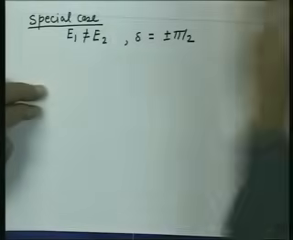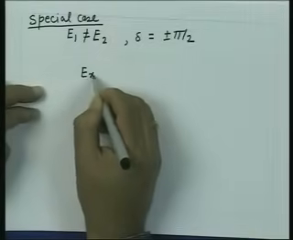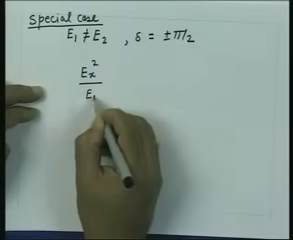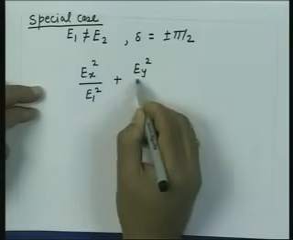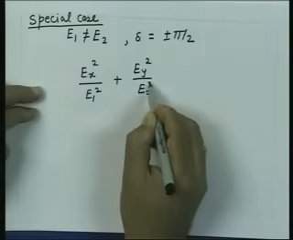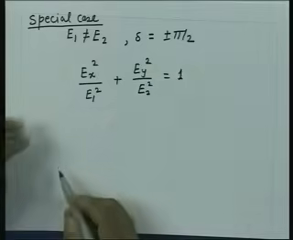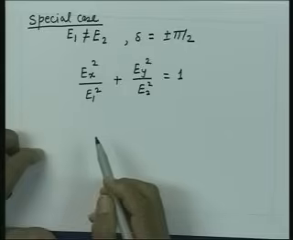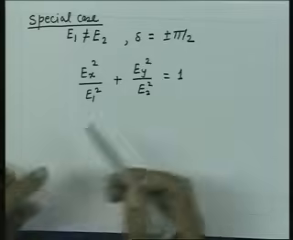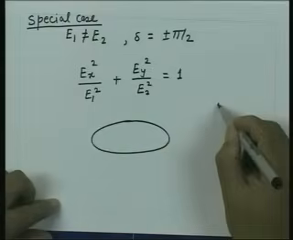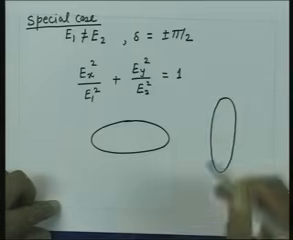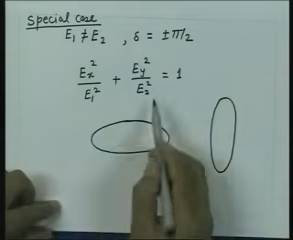In that case, your equation of ellipse will simply become Ex square upon E1 square plus Ey square upon E2 square, that will be equal to 1. And we know the property of this ellipse, that for this ellipse the major and minor axes are aligned along the coordinate axis. So, this ellipse will look something like this, or it will look something like that, depending upon whether E1 is greater or E2 is greater.